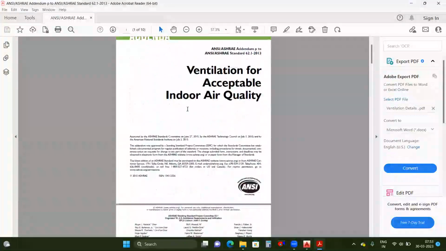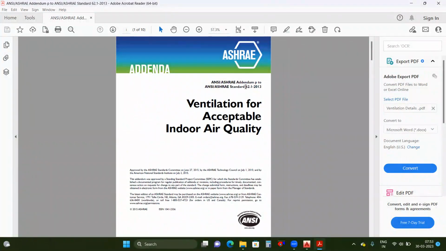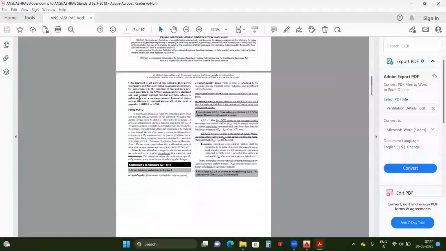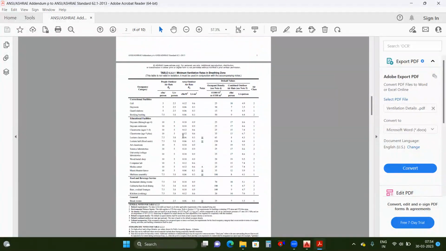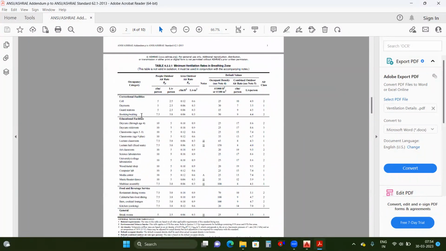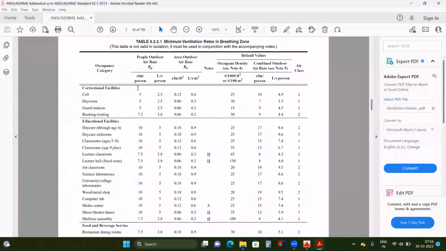So this I have taken from the ASHRAE handbook. ASHRAE 62.1, ventilation for acceptable indoor air quality. In this table we will have the different ventilation requirements for different applications. For example, if it is office space, there will be a different CFM, and if it is a university or computer lab or music theater, based on the activity, the CFM and the pressure requirement will vary.